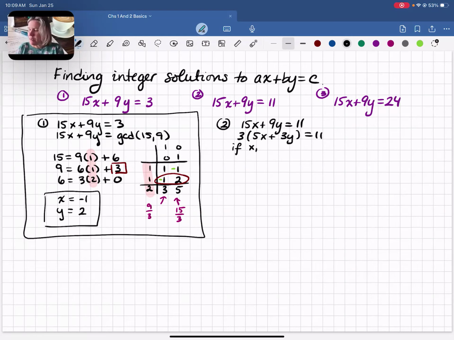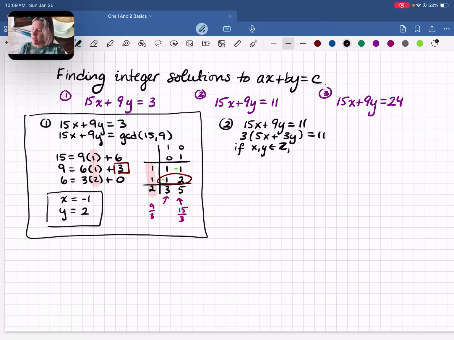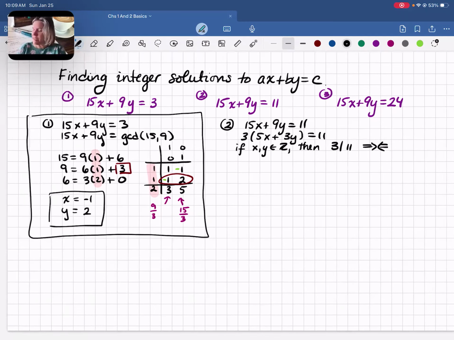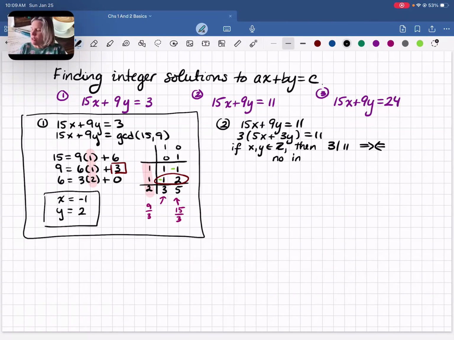If there exist integer values for x and y, then 3 divides 11. But we know that 3 doesn't divide 11. 3 doesn't go into 11 evenly, so that's a contradiction. So that tells me that there do not exist integer values of x and y. And so we can say this one has no integer solutions. So that's another thing that can happen in these problems.